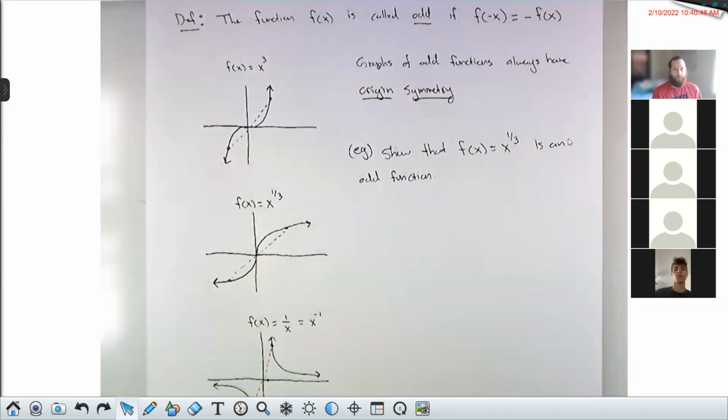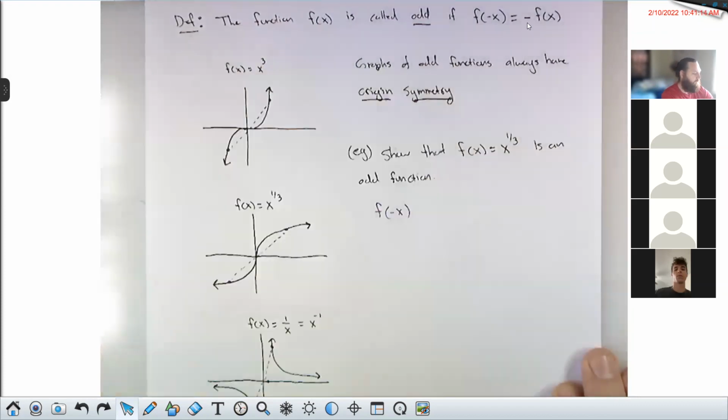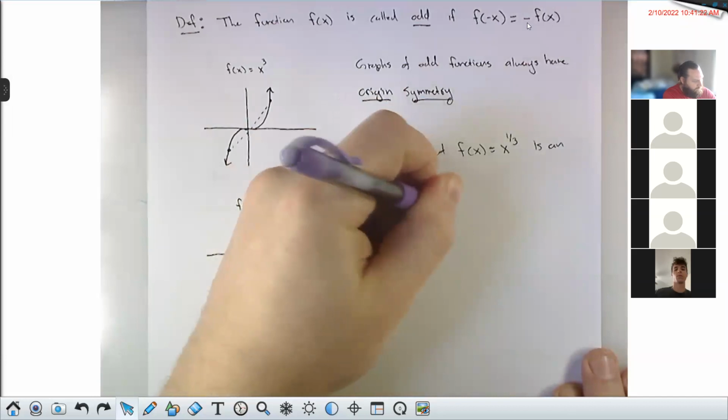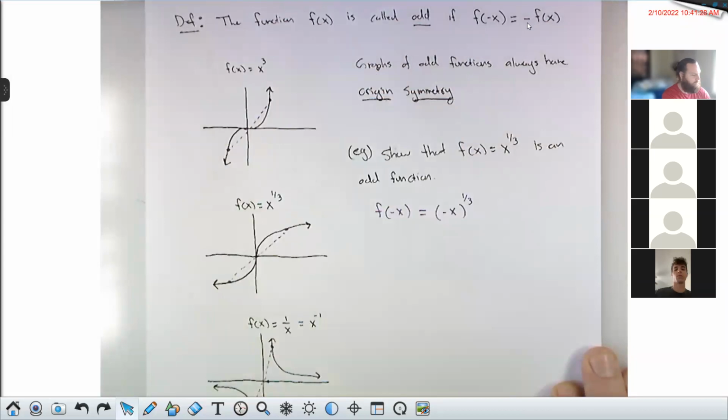So again, what we want to show here is that f of negative x is the same as negative f of x. Even functions gobble up negative signs. Odd functions spit them out. So if you feed an odd function a negative, he's going to spit it out. And the even function just eats it up and it goes away. All right. So we need to begin by looking at f of negative x. And we want to show that that's equal to negative f of x. Well, f of negative x is parentheses negative x raised to the 1/3 power, because f of x is x to the 1/3.